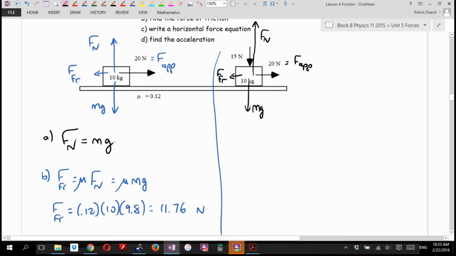You okay with that? Okay. Can you give me a vertical force equation? Can you tell me which forces, plural, have to cancel each other out? I'm sorry, I can't hear you.